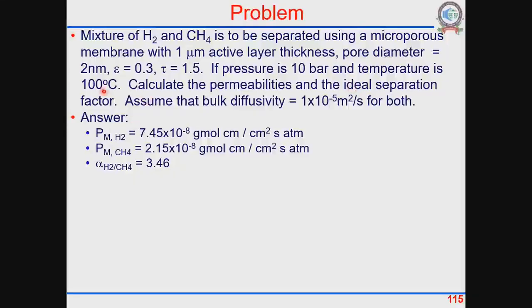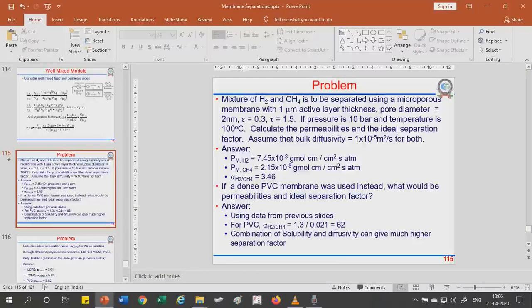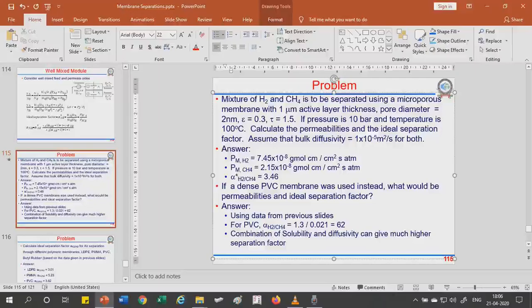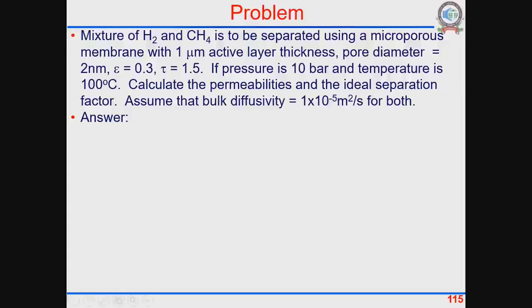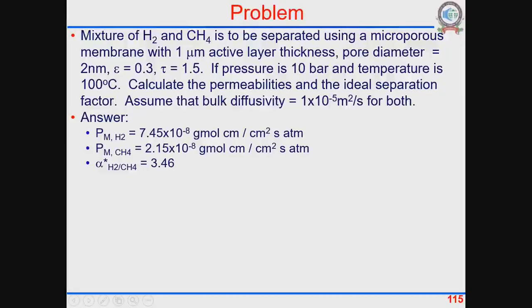Okay, so if you do that based on Knudsen diffusion, you will find permeability of hydrogen is 7.45, permeability for methane is 2.15, and alpha H2CH4. Just a small correction. This is not just alpha, this is alpha star. This is the ideal separation factor, because it's just the ratio of the permeability.